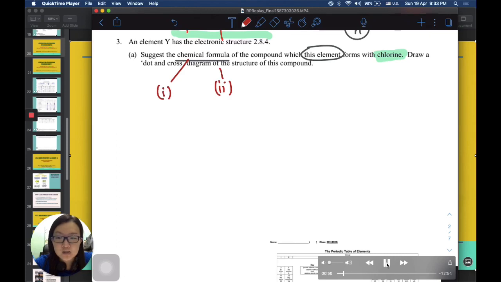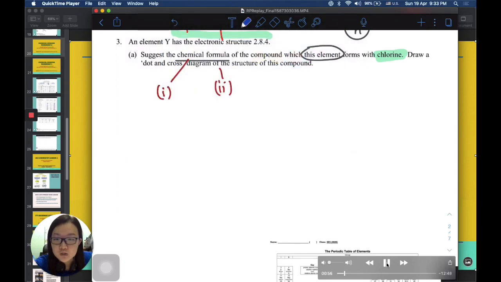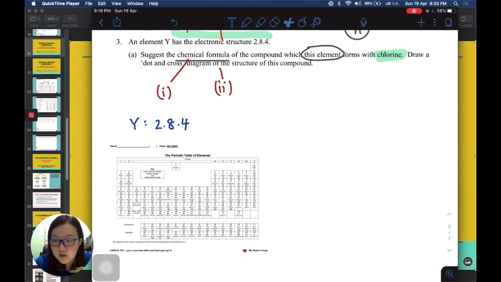Okay, so in the case where questions are phrased in this way, just take note. Annotate and make sure that you don't miss out any points. So element Y is 2.8.4. Maybe now let's bring out the periodic table again. The periodic table is your best friend, so you have to refer to it for sure.